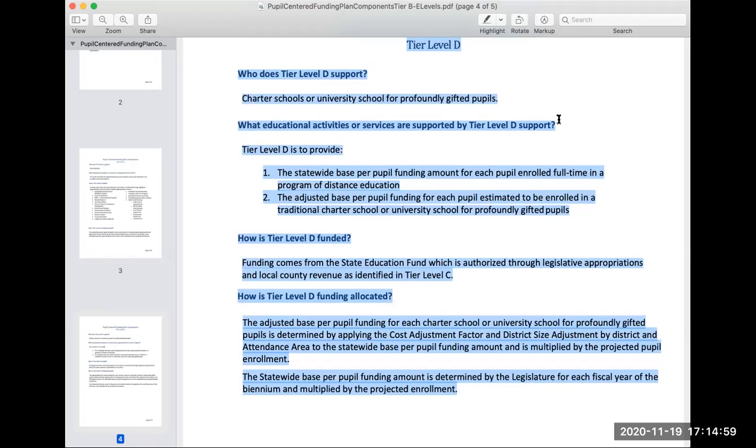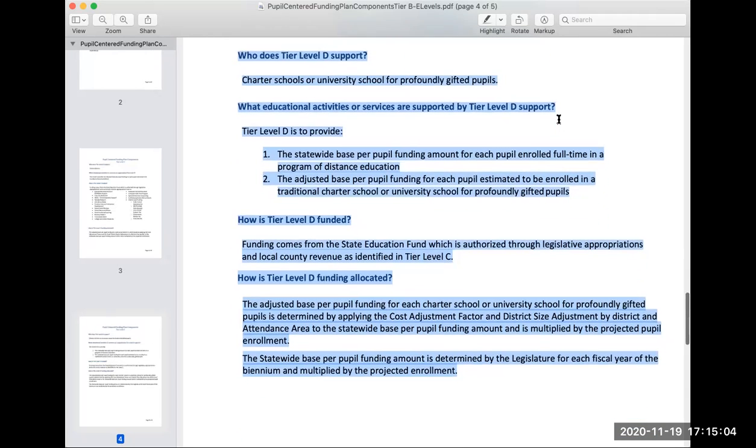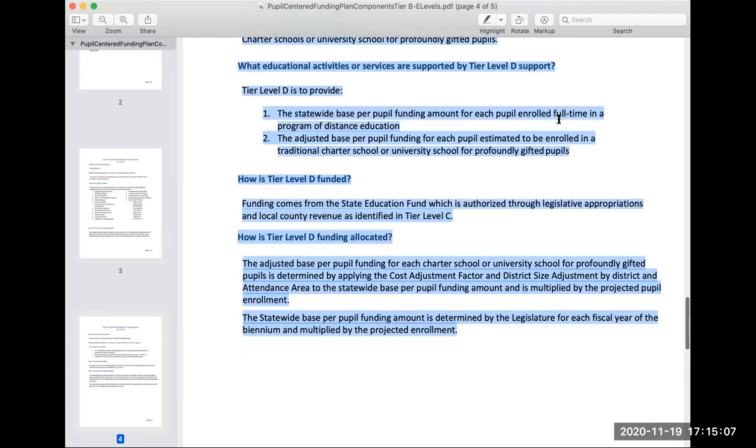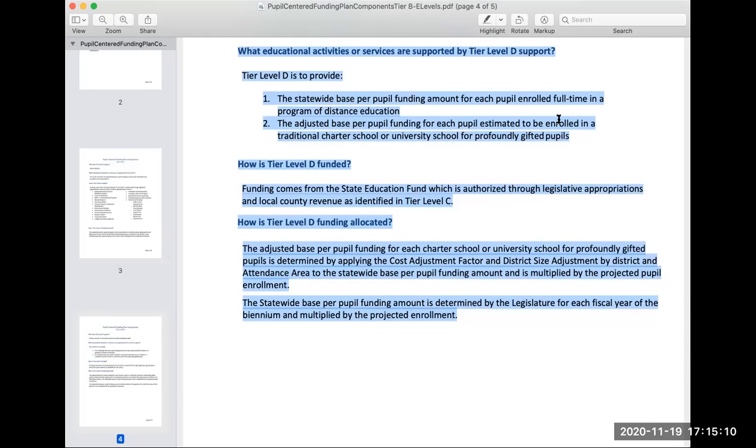Pupil-centered funding plan components. Tier Level 500. Who does Tier Level 500 support? Charter schools or university schools for profoundly gifted pupils. What educational activities or services are supported by Tier Level 500? Tier Level 500 is to provide: 1. The statewide base per pupil funding amount for each pupil enrolled full-time in a program of distance education. 2. The adjusted base per pupil funding for each pupil estimated to be enrolled in a traditional charter school or university school for profoundly gifted pupils.